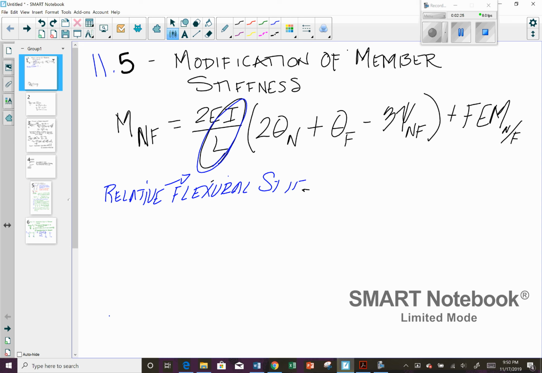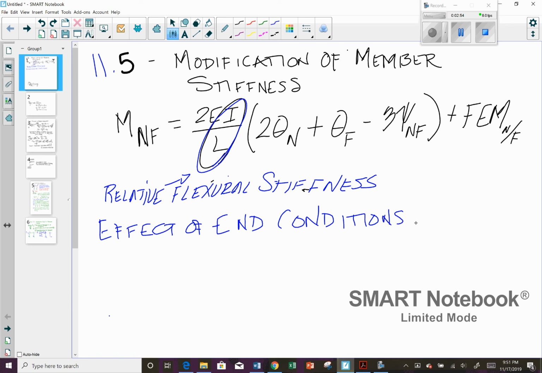Now, if you can get the absolute flexural stiffness, then you're not going to have to be doing so many carryover, fixed end moment, distributed end moments, carryover, distributed end moments, and carrying it over. So what you want to do is figure out what the effect of end conditions is on the flexural stiffness.